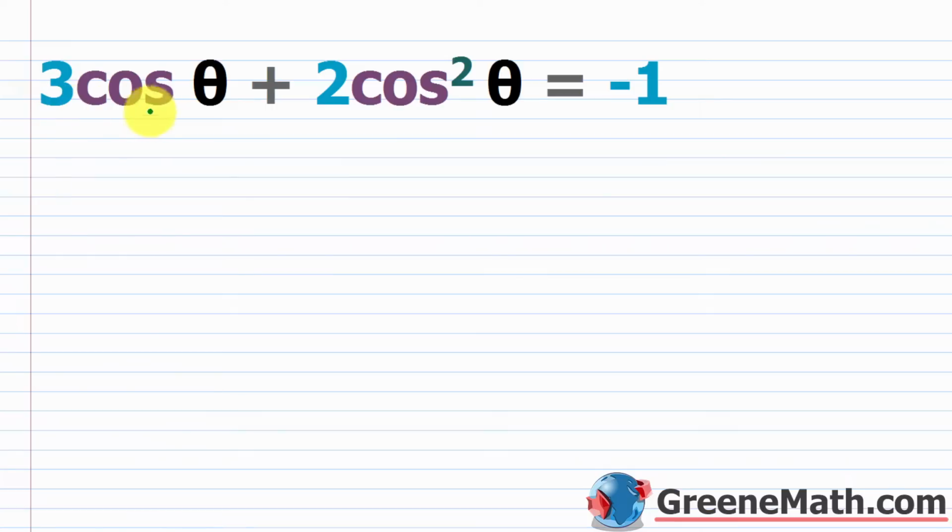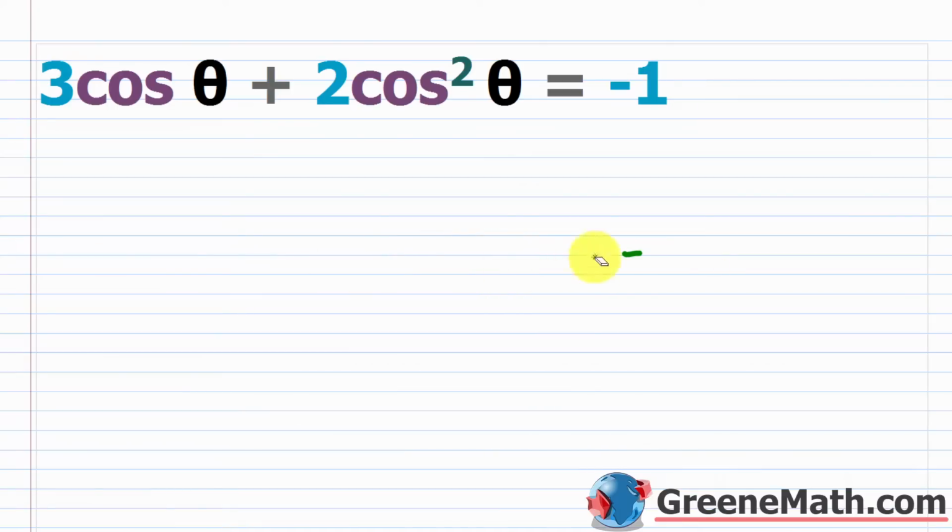So we have 3 times cosine theta plus 2 times cosine squared theta equals -1. So a very easy problem. If you see something with a squared term in it, you want to think about factoring right away. That's usually how you're going to solve that. And you want to think about getting it in the form of ax squared plus bx plus c equals 0. Remember, this is a quadratic, and you're able to solve this by factoring and then setting each factor equal to 0, right? That's the 0 factor property.